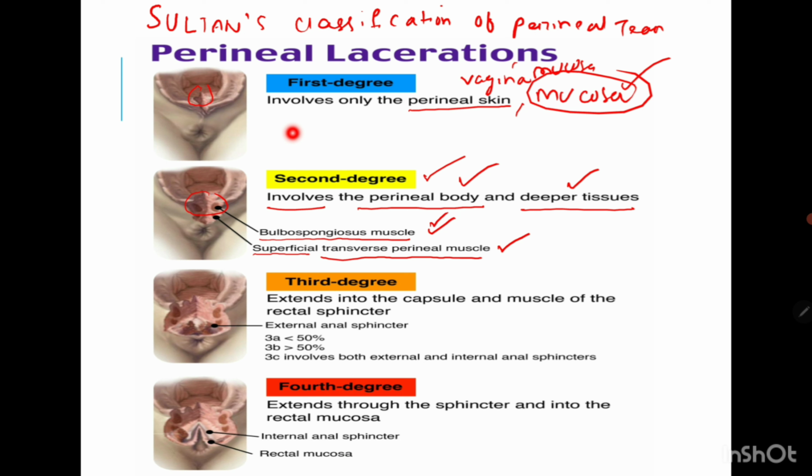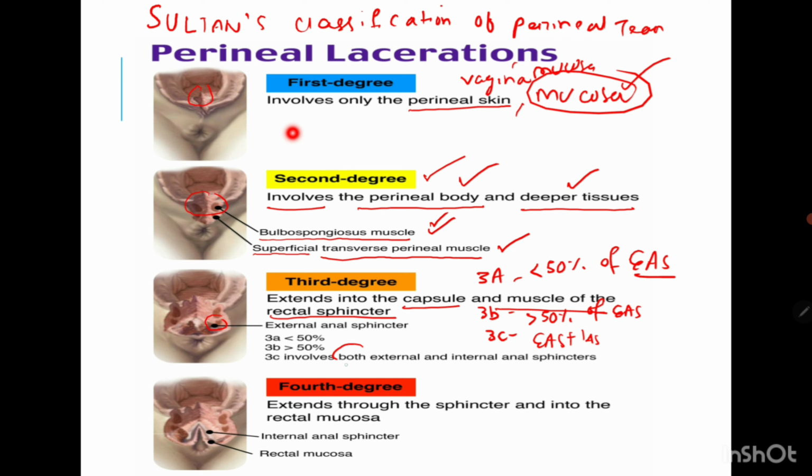After this, the third degree extends into the capsule and the muscle of the rectal sphincters. Again, it is based on whether it involves the external anal sphincter or the internal anal sphincter. The third degree is divided into 3A, 3B and 3C. In 3A, it involves less than 50% of the external anal sphincter. If it involves more than 50% of the external anal sphincter, that is 3B. 3C involves both the external plus internal anal sphincters.